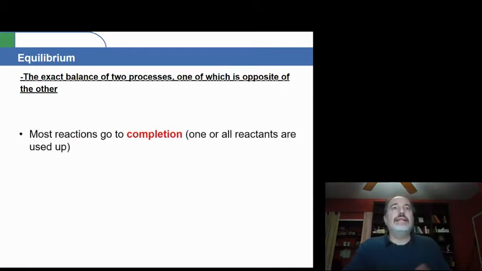Now, with chemical reactions, most chemical reactions go to completion. In other words, they proceed until one or all of the reactants are used up. Think of a candle. You light a candle, the candle will keep on going until either you remove the oxygen by snuffing it or it runs out of wax. But it does go to completion.